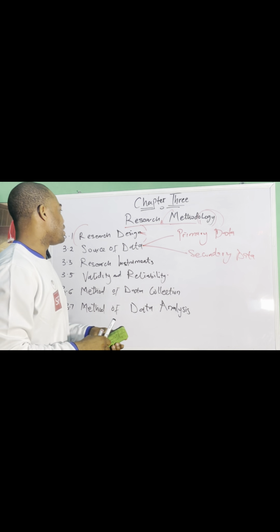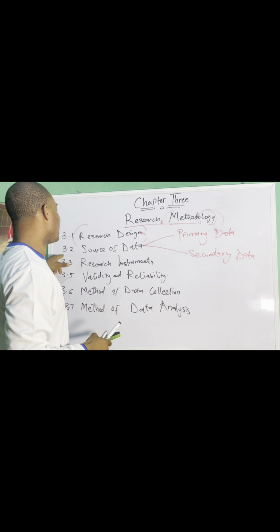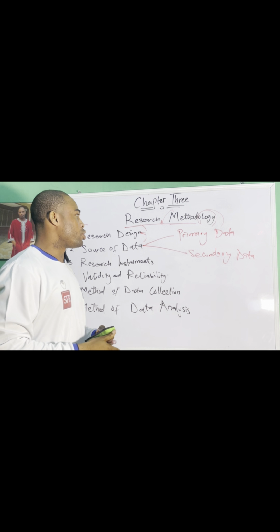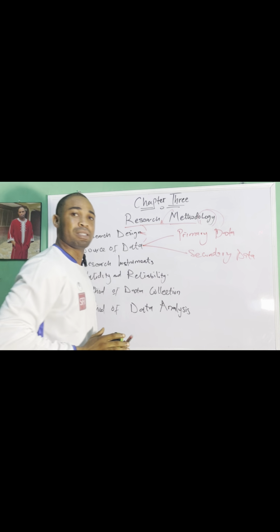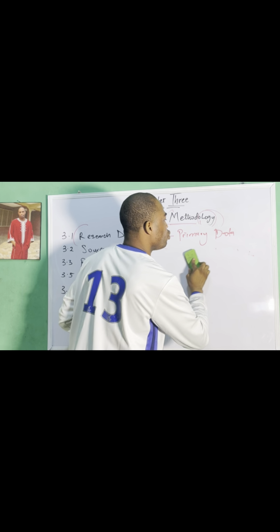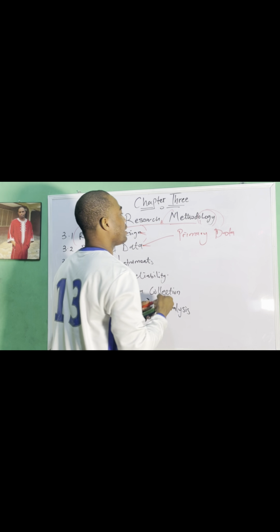And the explanation that is there under the source of data, which will always be your 3.2, after the introduction aspect, you now tell us the source of data you want to use. Are you using primary data or secondary data? Then I will explain this in the aspect of if you want to use primary data. Let's start with primary data.